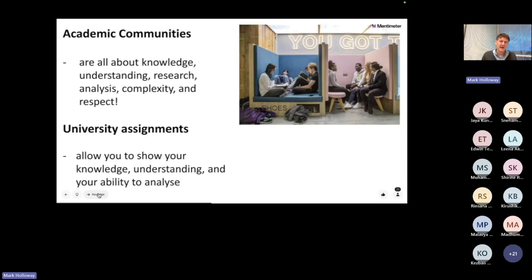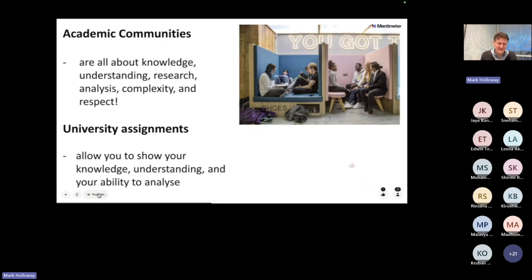We've spoken previously about how academic communities are all about knowledge. We value understanding, we value research, we value analysis, we value complexity, and we value respect. And actually, we can think about university assignments as something that allows you to show your knowledge, your understanding, and your ability to analyze. So I don't know if you will believe me or be persuaded by me. Maybe give me a thumbs up if you are.